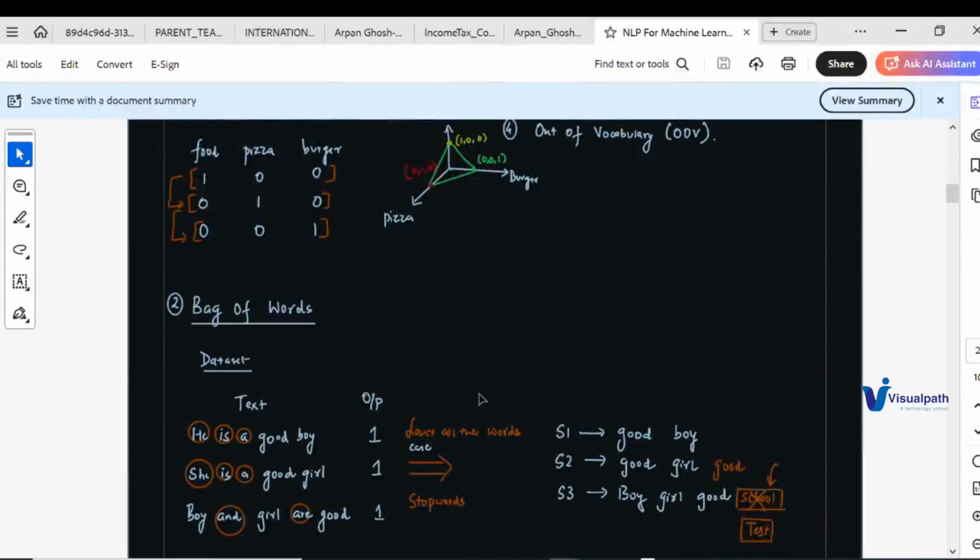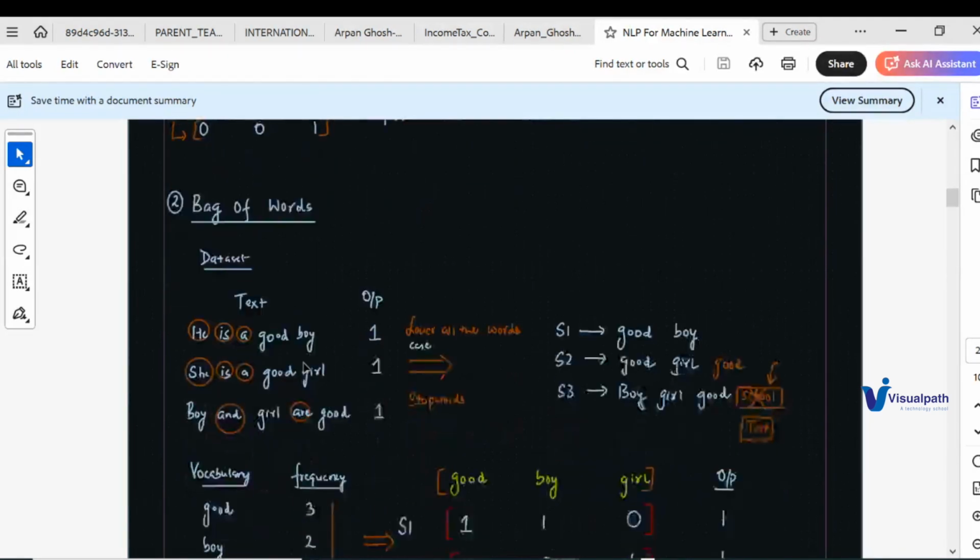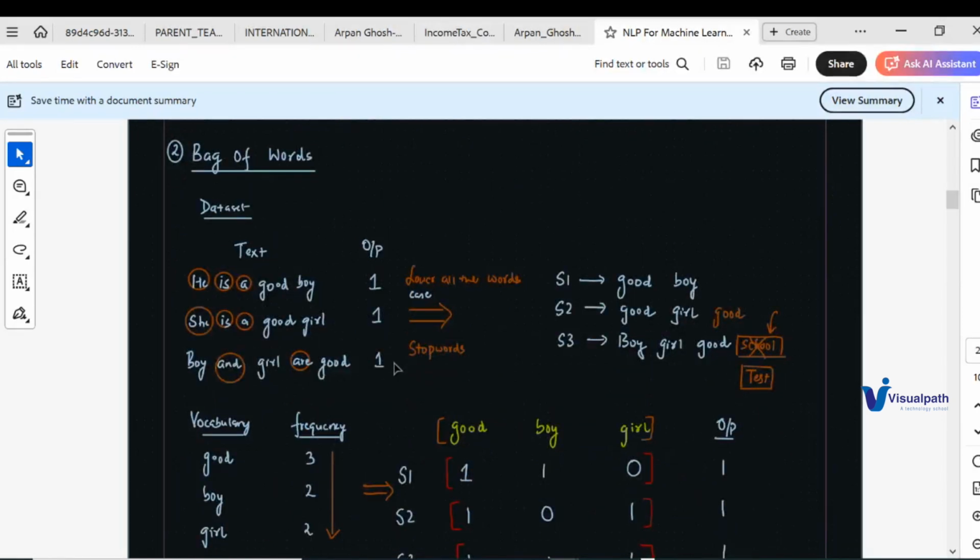Obviously, that led to the improvement of another technique called bag of words, and we will see this technique somewhere it is used. But this is also not the best technique. Here they try to reduce this sparse matrix formation. How? Let us take these sentences, or rather documents: he is a good boy, she is a good girl, boy and girl are good, stuff like that.